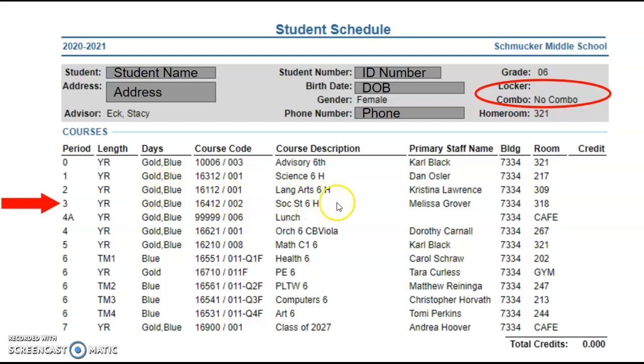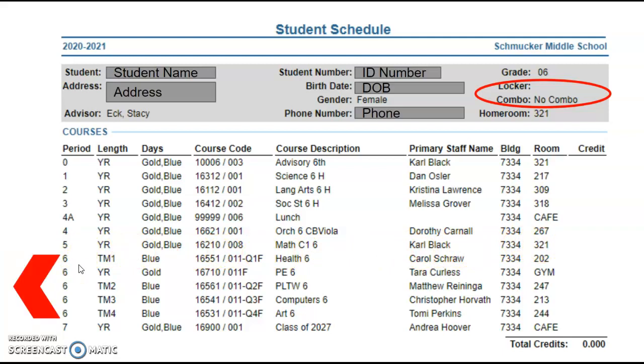Then the student would go to their 3rd period social studies class. After that, 6th grade has lunch. After that, the student would go to orchestra for 4th period. They would go to math for 5th period. And then we get to 6th period.